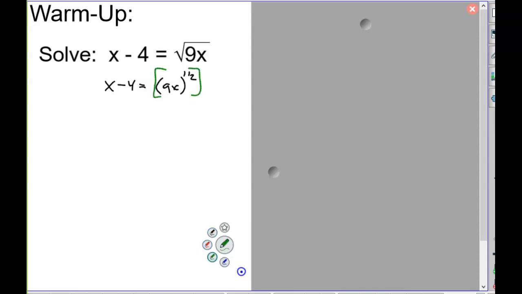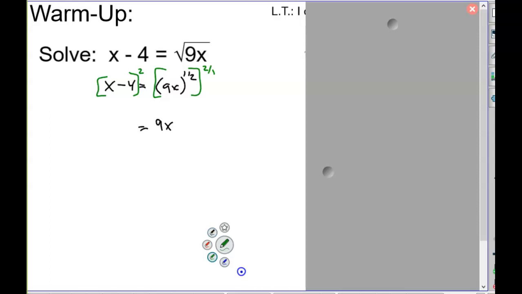But since it's isolated, we have to raise both sides to the reciprocal power, which is really just squaring both sides. And when that happens, this 1/2 and 2/1 multiply together to give me 2/2, which is really 1. So I get 9x to the first power. And then we have to think of what it means to be squared. This is something that maybe you want to do as some side work.